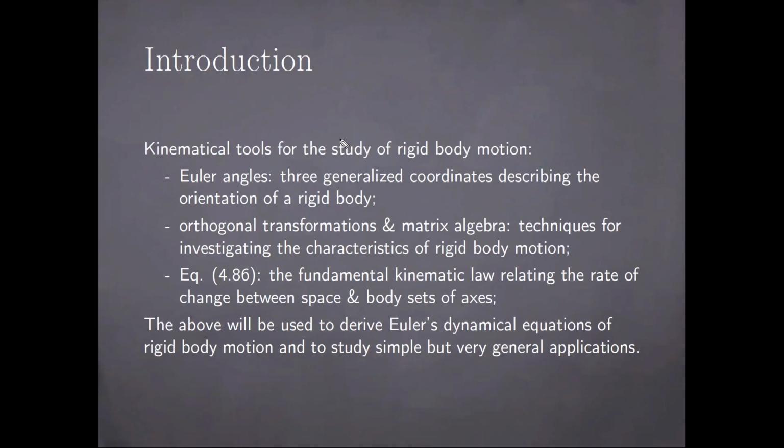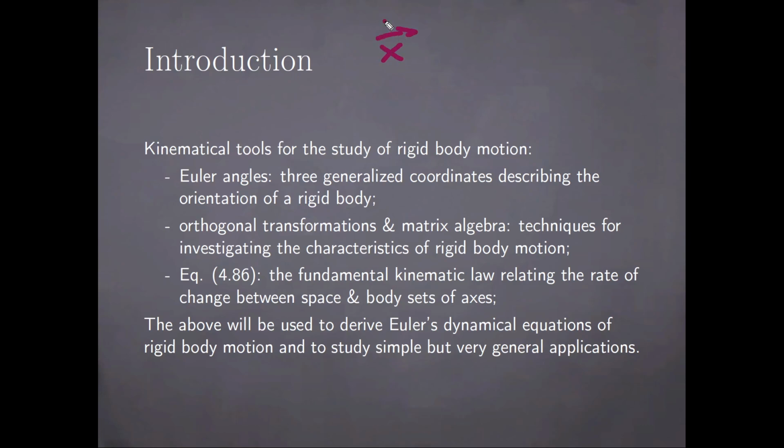As a short review, insofar, the kinematical tools that we've developed for the study of rigid body motion are as follows. The Euler angles, which are three generalized coordinates describing the orientation of a rigid body. The techniques of orthogonal transformations in matrix algebra, which are useful in investigating the characteristics of rigid body motion. And equation 4.86, which I will sketch up here.